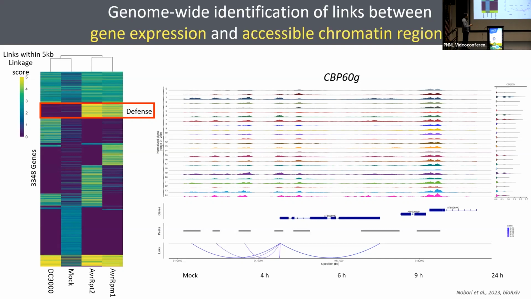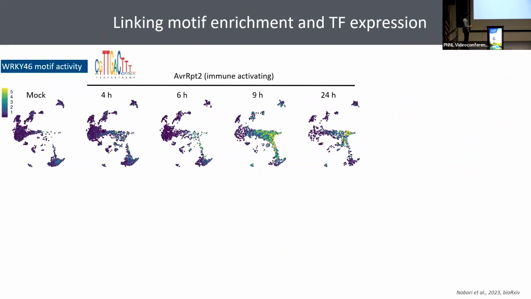So we did different kinds of motif enrichment analysis based on our existing motif database. Here, I just show you one example using WRKY46 as an example. This is, again, a defense-related transcription factor.